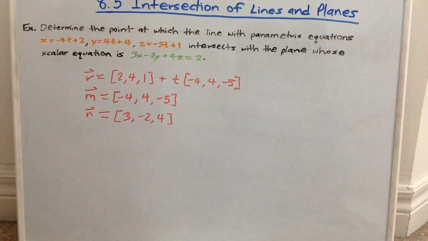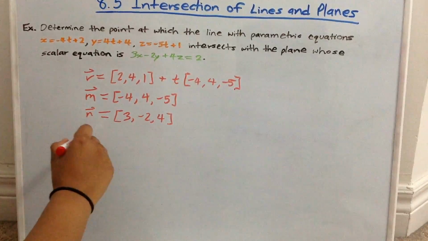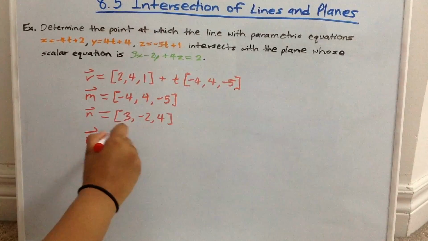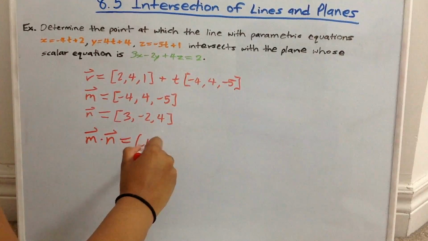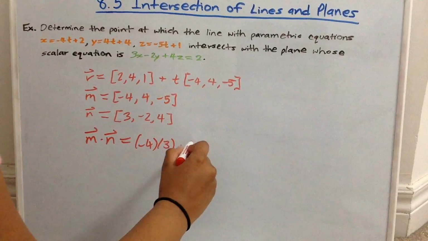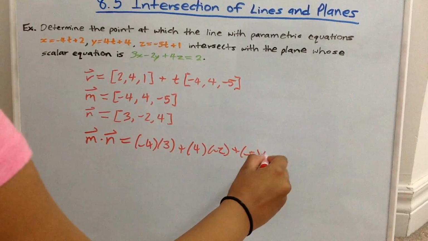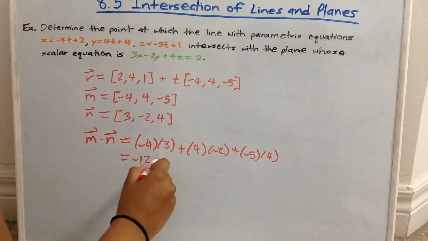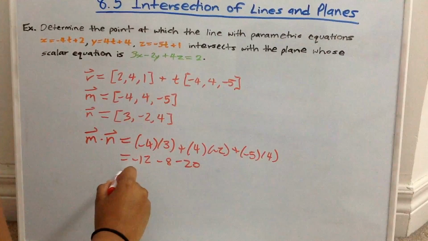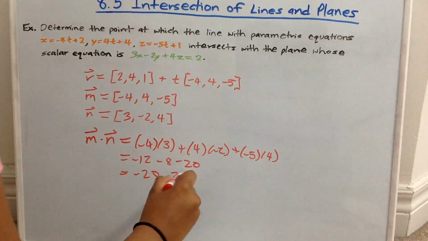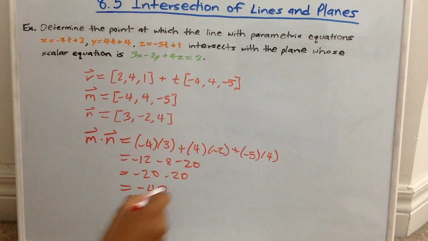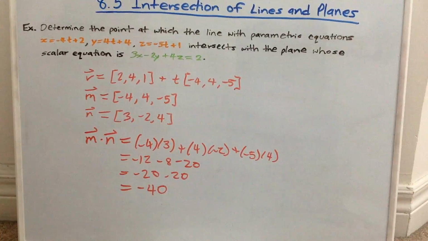We can now find the dot product between them and see if it's equal to 0. So we would do vector m dot vector n equals negative 4 times 3 plus 4 times negative 2 plus negative 5 times 4. This gives us negative 12 minus 8 minus 20, which is negative 20 minus 20, and this equals negative 40. So since the dot product is not equal to 0, vector m and vector n are not perpendicular. Therefore, the line and the plane are not parallel, and so they must intersect.